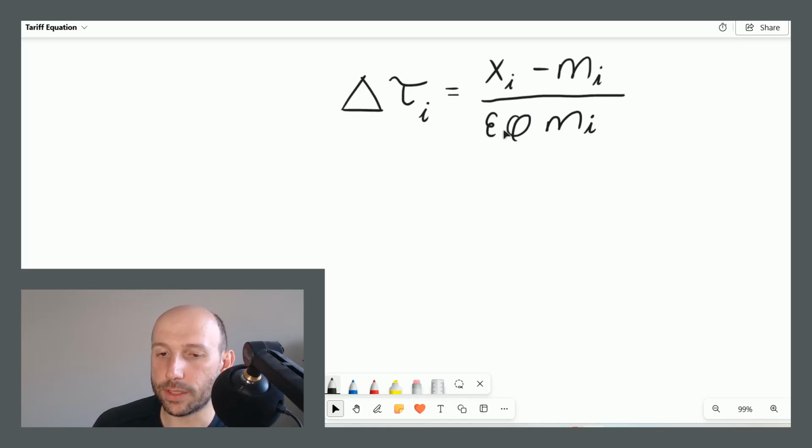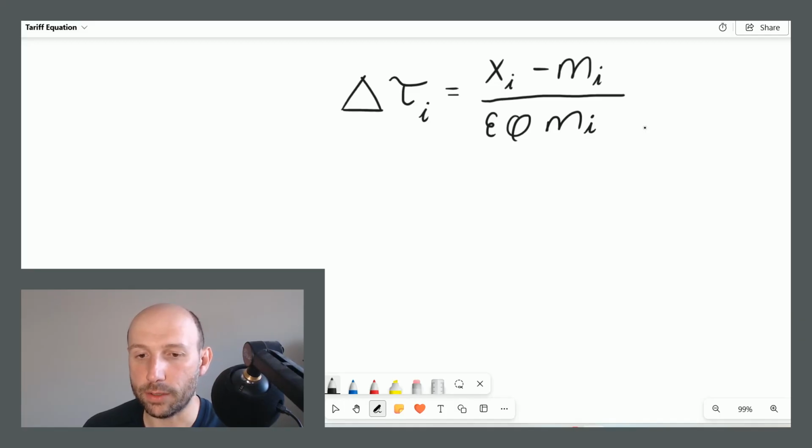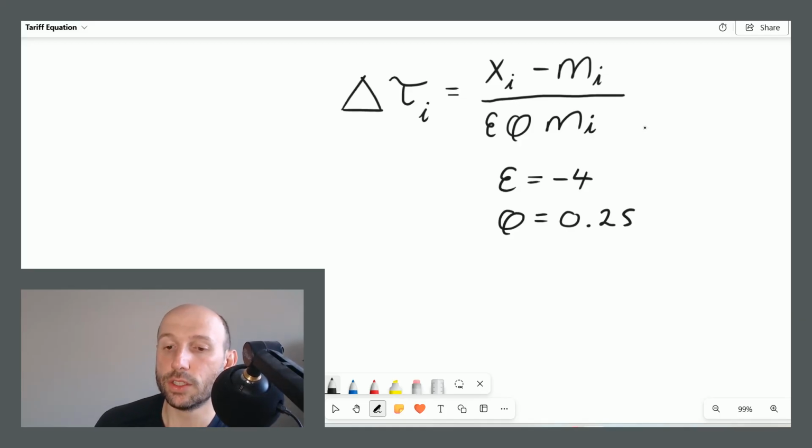Okay, these values, epsilon and phi, are values that theoretically are believed to represent the proportional rates of change that they represent. There are different opinions as to what these values are, but the values used by the White House are that epsilon is -4 and phi is 0.25.